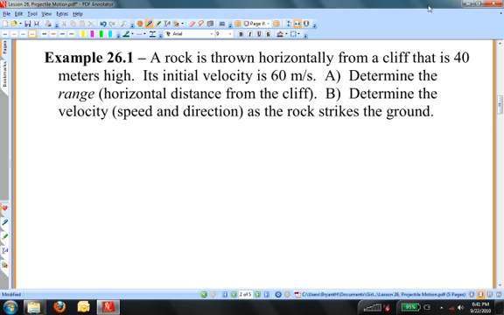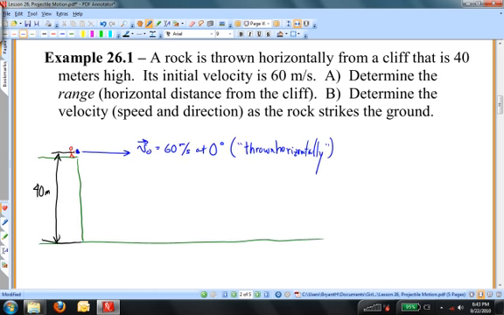26.1. A rock is thrown horizontally from a cliff that's 40 meters high. Its initial velocity is 60 meters per second. A. Determine the range, or the horizontal distance from the cliff. And B. Determine the velocity, the speed and the direction, as the rock strikes the ground.